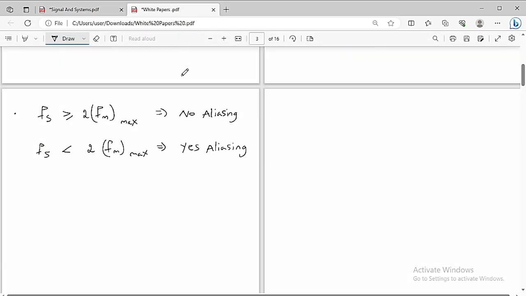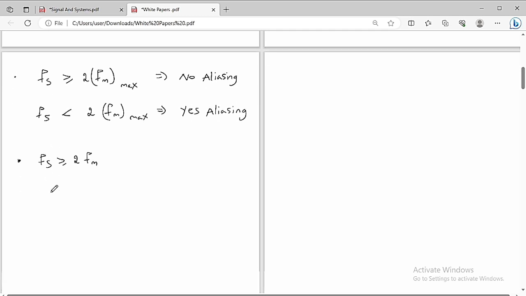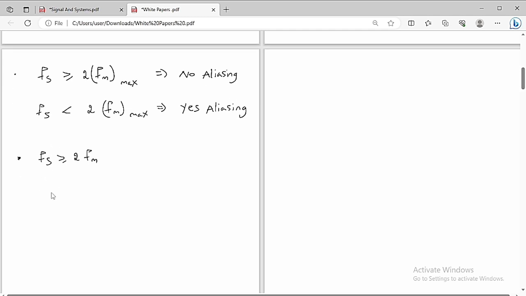So listen carefully, an important thing. What is fs? Fs is greater than or equal to 2 times fm. I already told you. Then what is the Nyquist frequency? Nyquist frequency is nothing but the minimum sampling frequency for no aliasing. So Nyquist frequency means this frequency is the minimum sampling frequency at which there will be no aliasing.